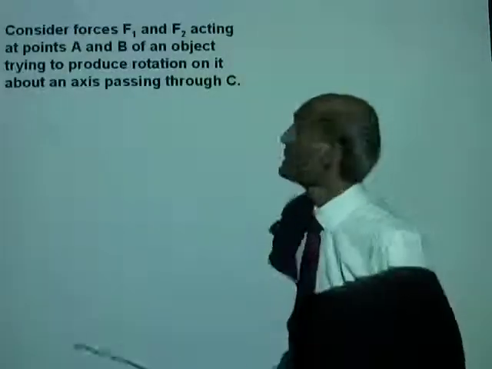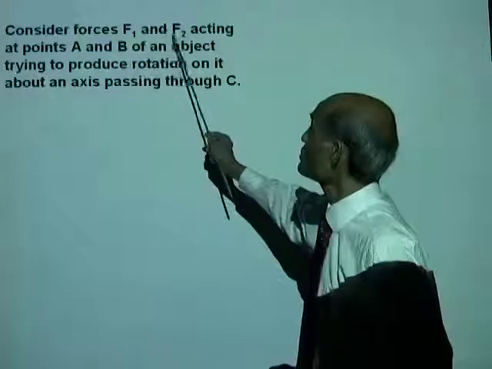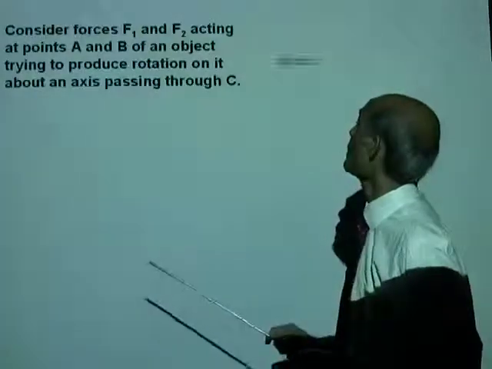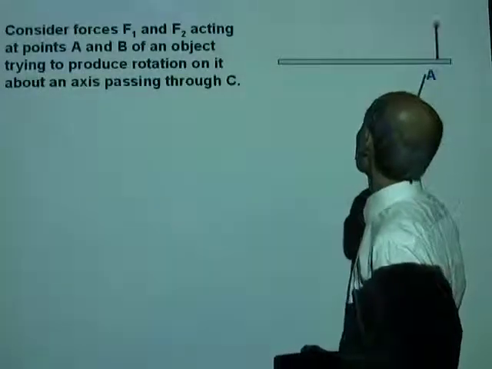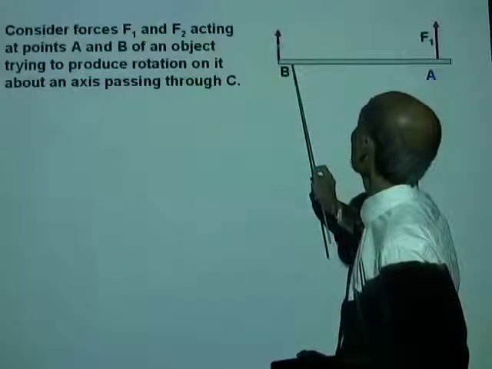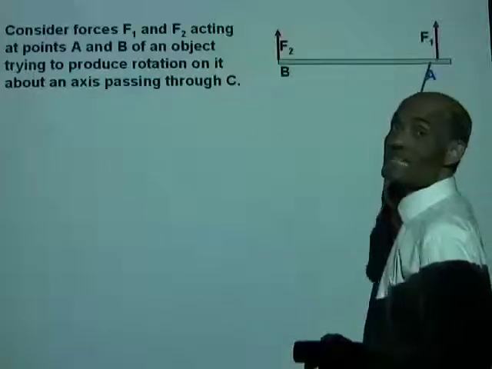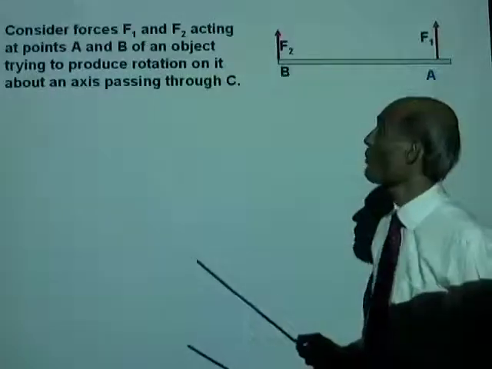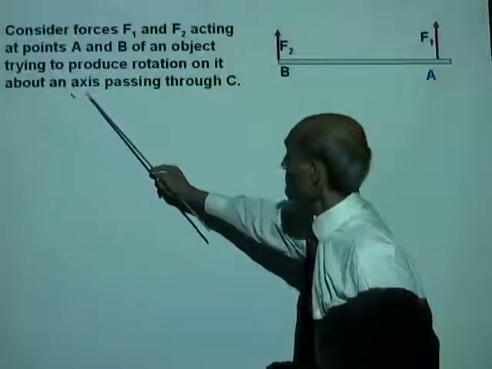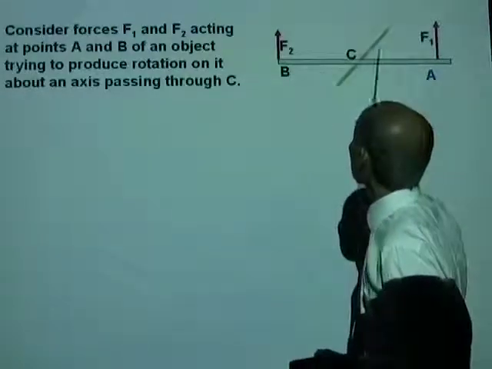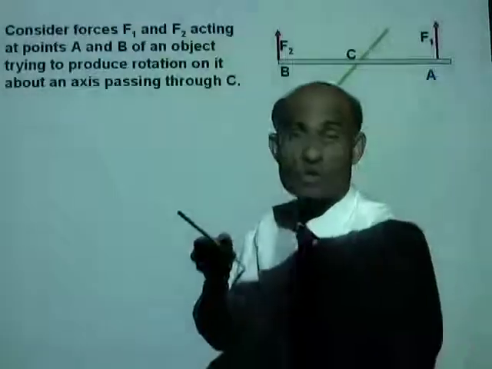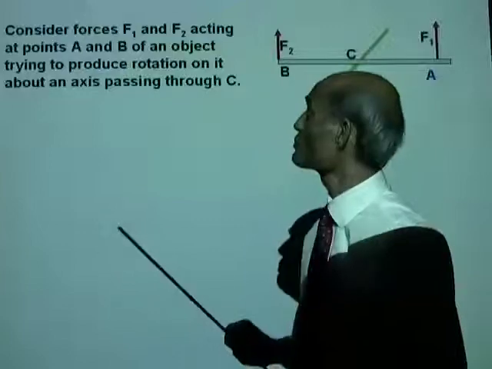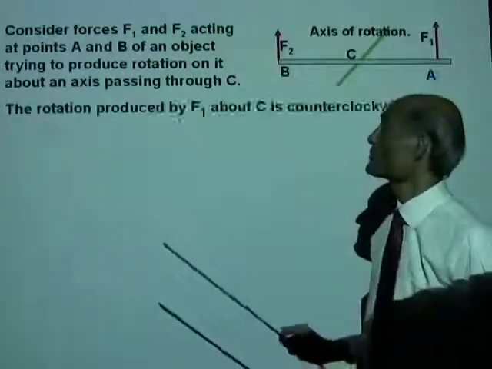Alright, let's talk about the rotation for a while. Consider forces F1 and F2 acting at points A and B of an object. Now here's an object, that is point A, and this is point B. F1 is acting at point A, and force F2 is acting at point B. Now, point C, there is an axis, and we are now going to look at the rotation of this object about an axis that passes through C. That's the axis of rotation.